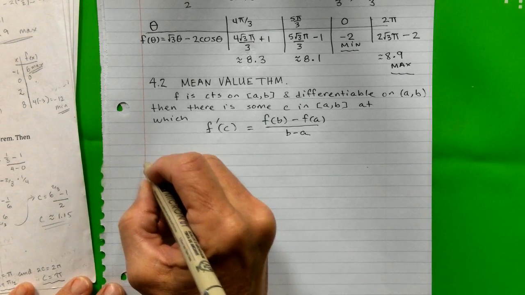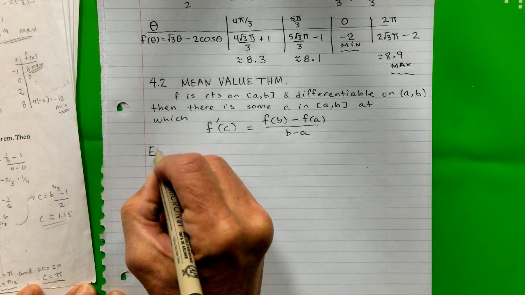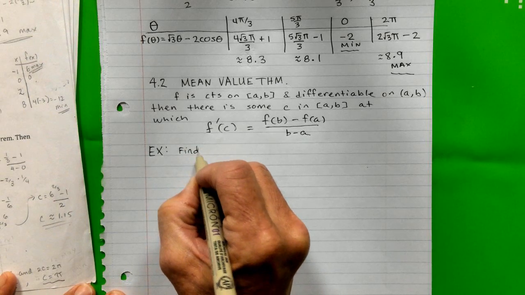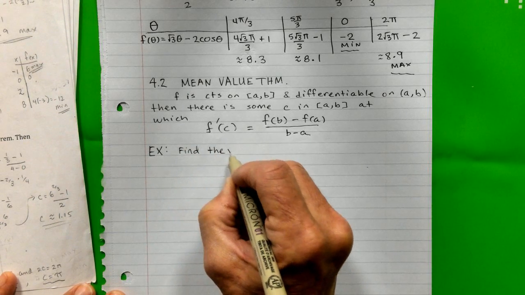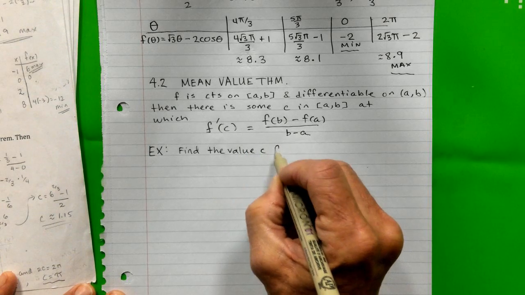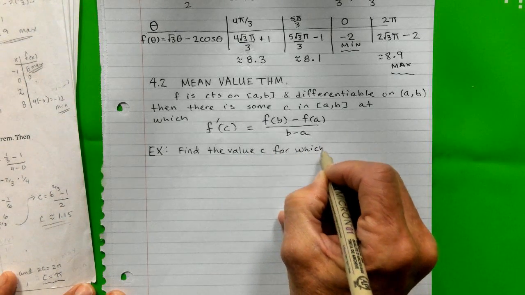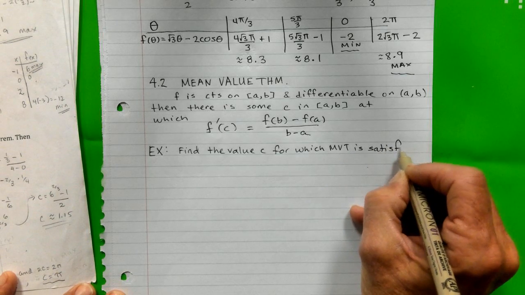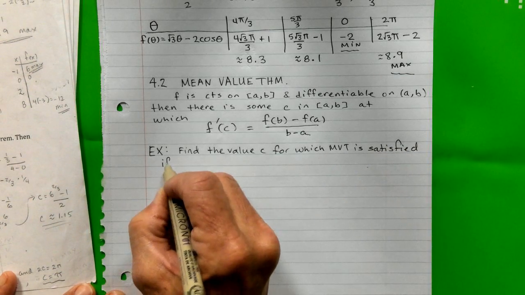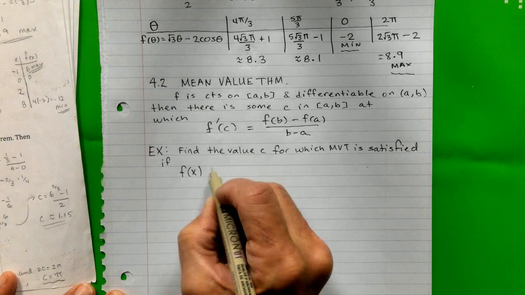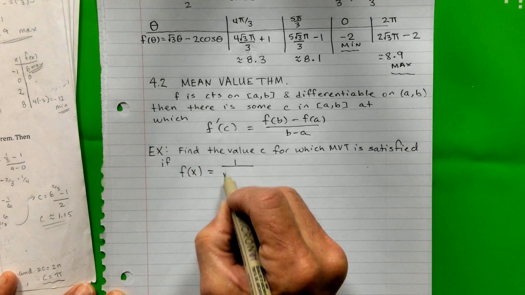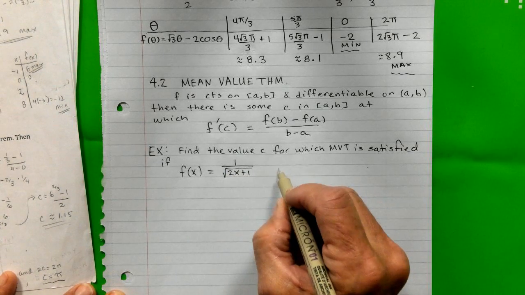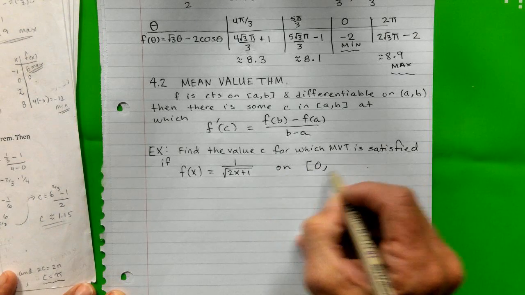Okay, so my example here. Find the number c for which the mean value theorem is satisfied if f of x is 1 over square root of 2x plus 1 on the interval from 0 to 4.